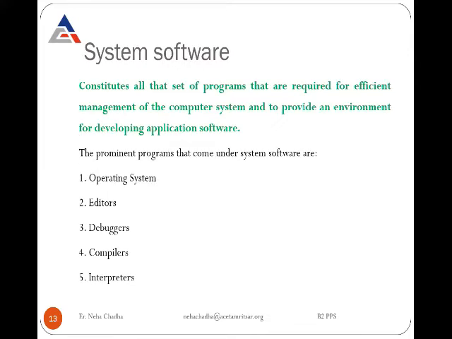Then comes the system software. It constitutes all the set of programs that are required for efficient management of the computer system and provide an environment for developing application software. What does software mean? It means a set of programs that provide you one sort of environment. Turbo is one form of environment where you can write your program. That is called system software. The prominent programs that come under system software are operating systems, editors, debuggers, compilers, and interpreters.